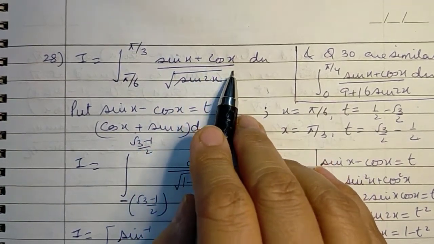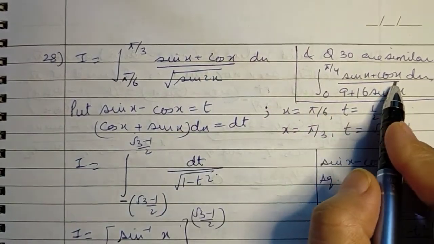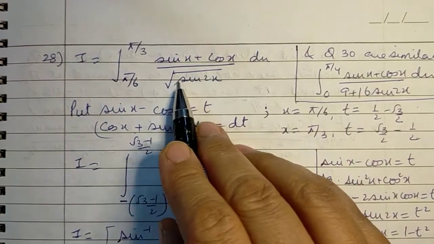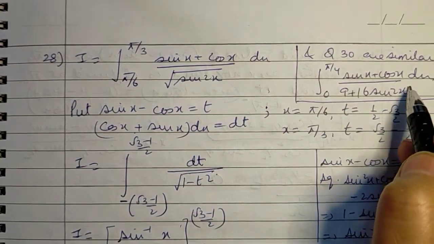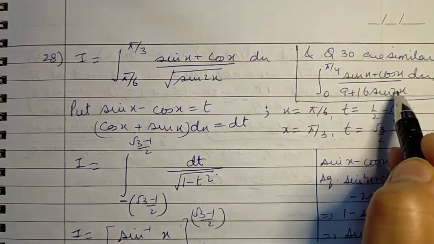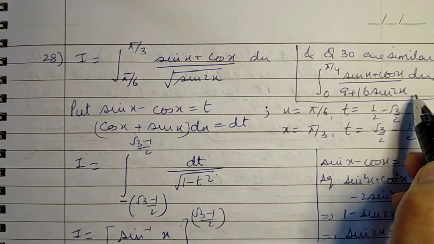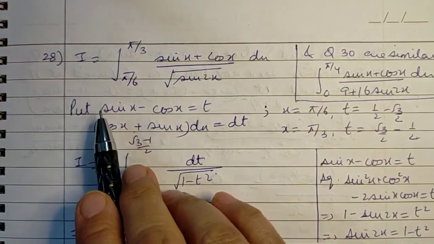Same procedure will be followed in question number 30, which is similar, sin x plus cos x upon, instead of square root of sin 2x, we have 9 plus 16 sin 2x. Means a function dealing with sin 2x. Same procedure will be followed to solve this question also. So at the moment I am solving question number 28.